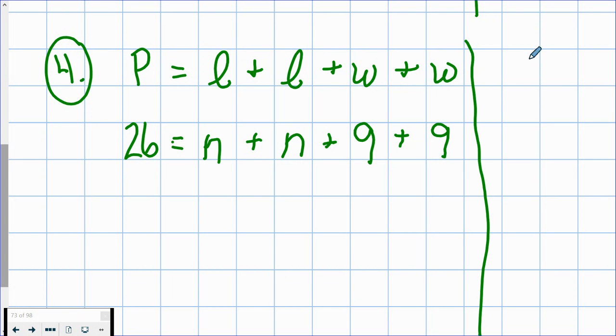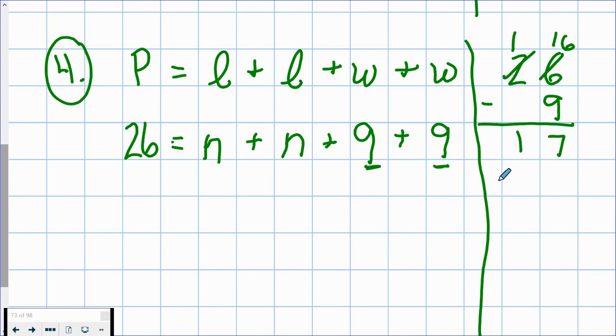We know we have 26 as our total perimeter, the measure around the whole shape. If we take away these 2 9s, so let me take away 1, and yes, you can use a calculator, it's going to be way faster. I took away 1 9. I'm going to take away another. I'm left with 8. So there's 8 centimeters left. That 8 centimeters has to be split between these 2 sides of the rectangle.